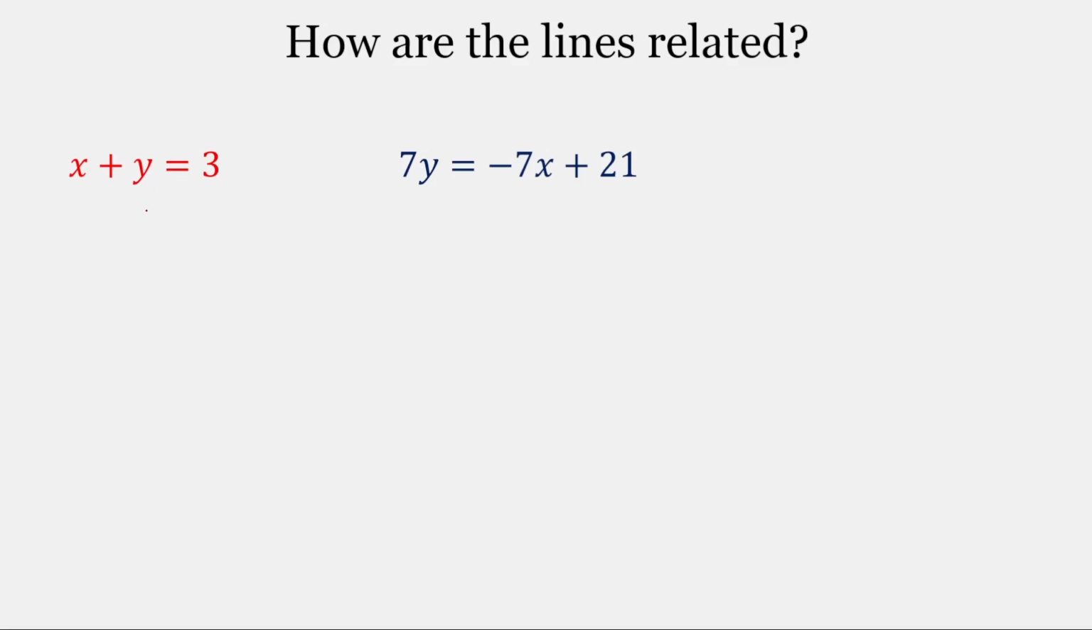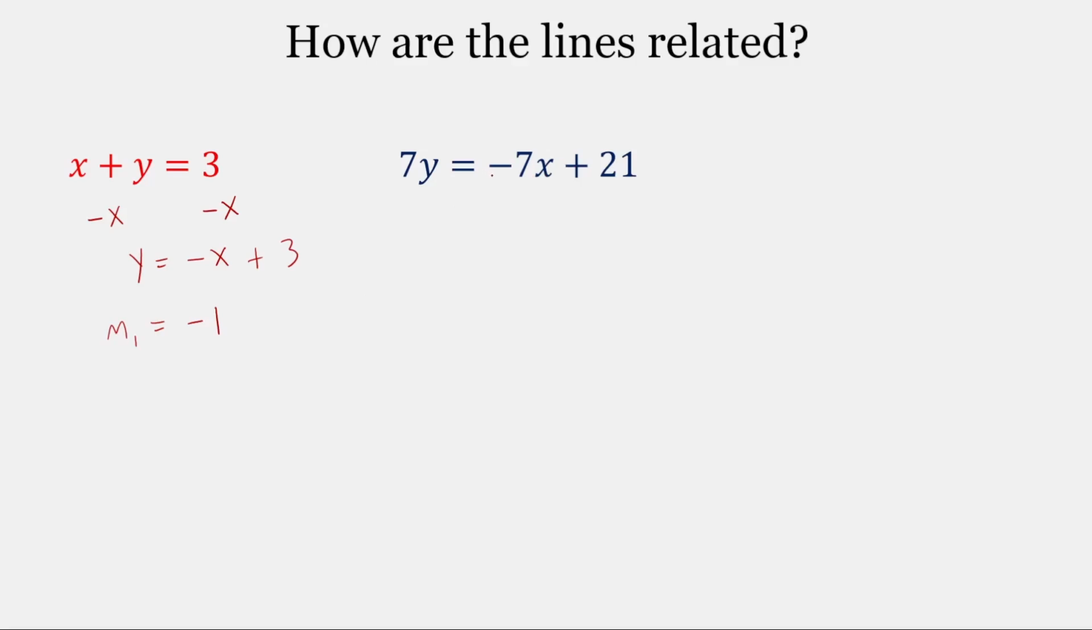Let's take a look at another pair of lines. Once again, we're going to start by comparing their slopes. So let's get both of these equations into slope-intercept form so we can find those slopes. So I'm going to subtract x from both sides. We now have y equal to -x plus 3. Therefore, this first line has a slope equal to -1.